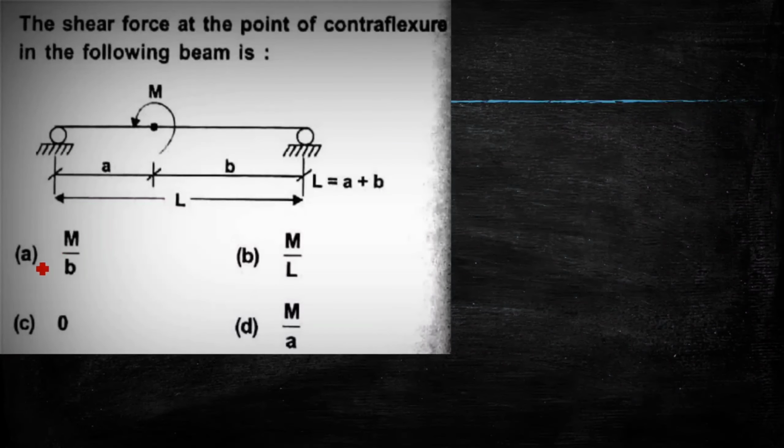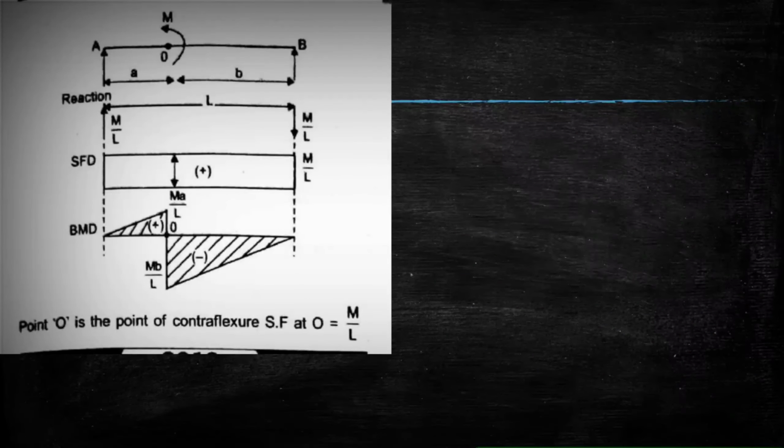So the options given are A is equal to M by b, B is equal to M by L, C is equal to 0, D is equal to M by a. So if we take the moment about any point, let's suppose we take the moment about A, M plus RB into (a plus b) will be equal to 0.